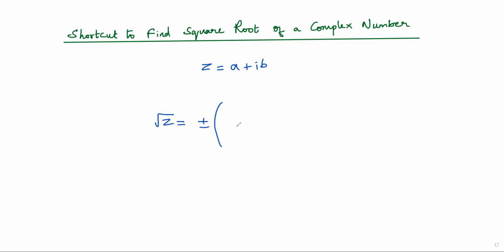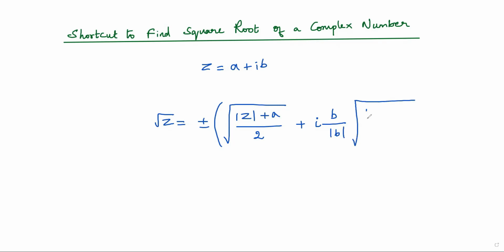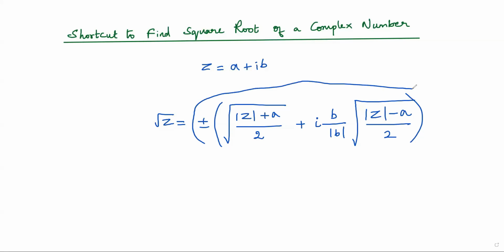positive or negative, square root of (absolute value of z + a) over 2, + i times b over absolute value of b, times square root of (absolute value of z − a) over 2. So this is the shortcut we use to find the square root of a complex number which is in standard form a + ib.